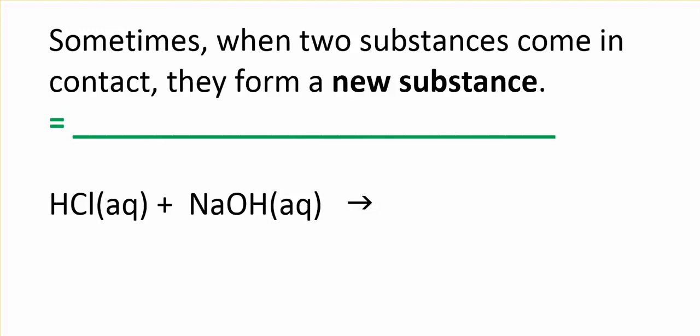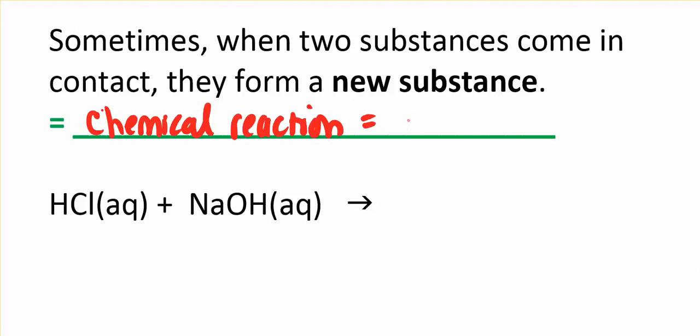In this experiment, we're going to see what can happen when you put two substances together. Sometimes when they come in contact, they form a new substance, and sometimes they just mix. If they form a new substance, then they've undergone a chemical reaction. That's the same thing as saying they've undergone a chemical change.